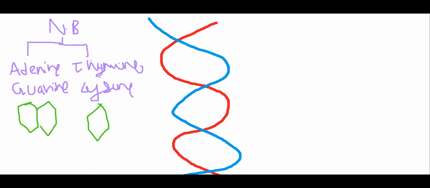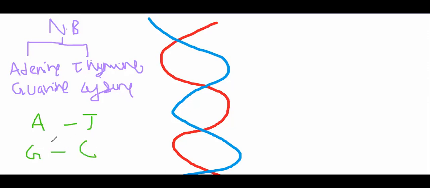And there is a thumb rule that adenine always pairs with thymine, and guanine pairs with cytosine. Guanine cannot pair with adenine or thymine, and adenine cannot pair with cytosine. Adenine pairs with thymine with two hydrogen bonds, whereas guanine pairs with cytosine with three hydrogen bonds.